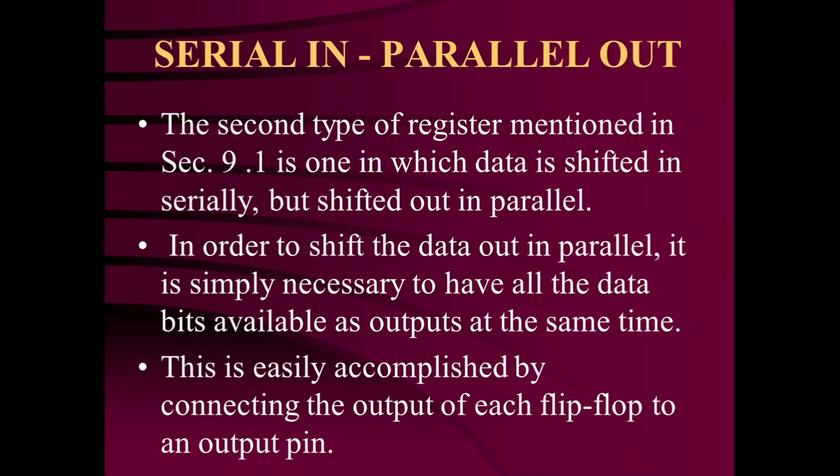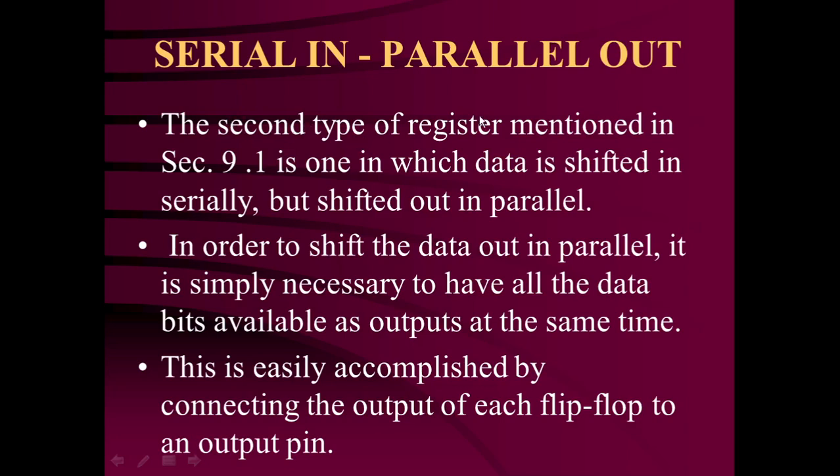But parallel out means after entering, the total data will be available at the output and can be observed, which can come out of the shift register on a single clock cycle. So this type of shift register we are going to study here: serial in, parallel out shift register.